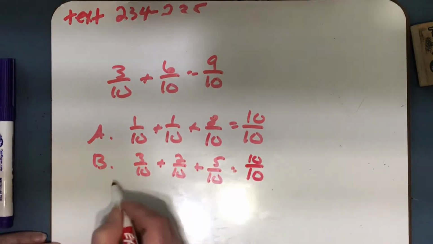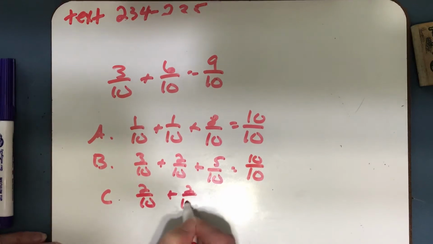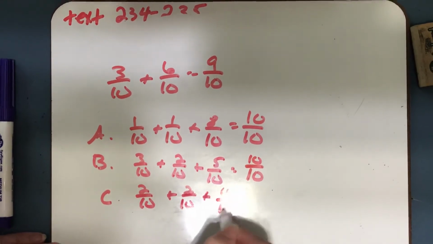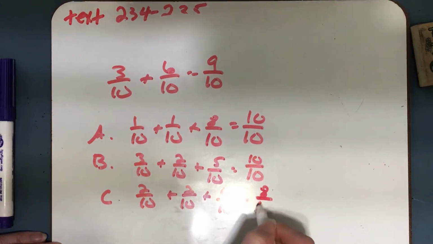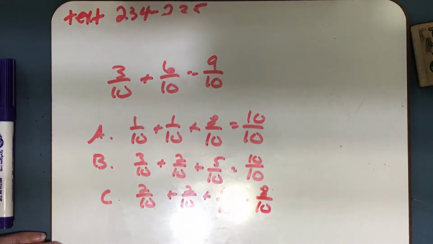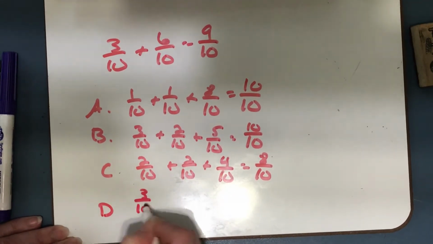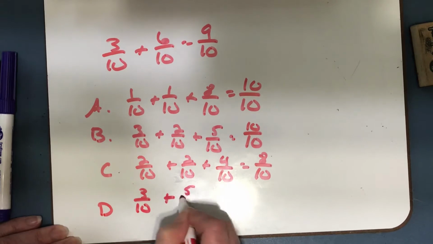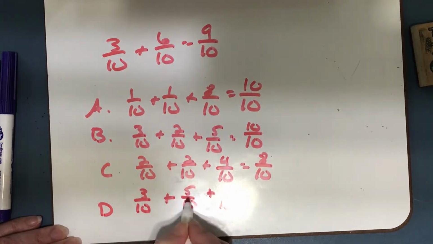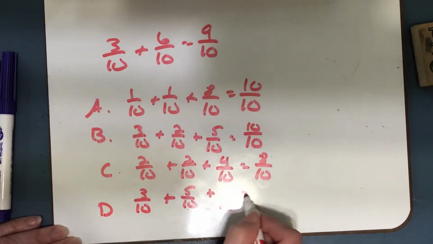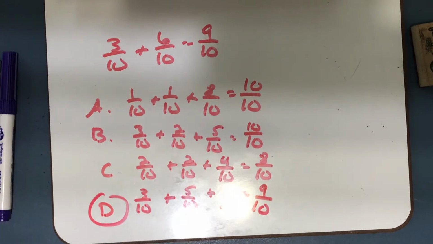So it's not B. All right, C is 2/10 plus 2/10 plus 4/10. 2/10 plus 2/10 is 4/10 plus 4/10 is 8/10. So it's not C. So let's check D. That's all I have left, but we have to check and make sure it's correct. 3/10 plus 5/10 plus 1/10. So 3/10 plus 5/10 is 8/10 plus 1/10 equals 9/10. So it would be D. D is the correct answer.